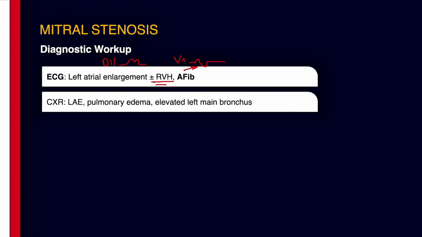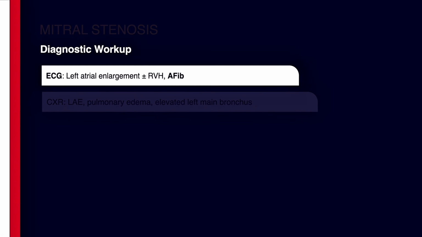And don't forget atrial fibrillation. It's a common rhythm disturbance in patients with MS, especially as the left atrium dilates. On chest x-ray, you likely see signs of left atrial enlargement, non-specific findings, which can actually displace and elevate the left mainstem bronchus, visible especially in lateral films. You might also see signs of pulmonary edema if the patient is decompensating, findings like Kerley B lines or vascular redistribution, okay? Echo is the key test, right?